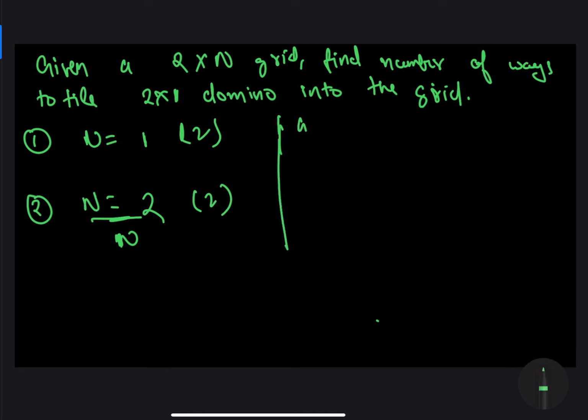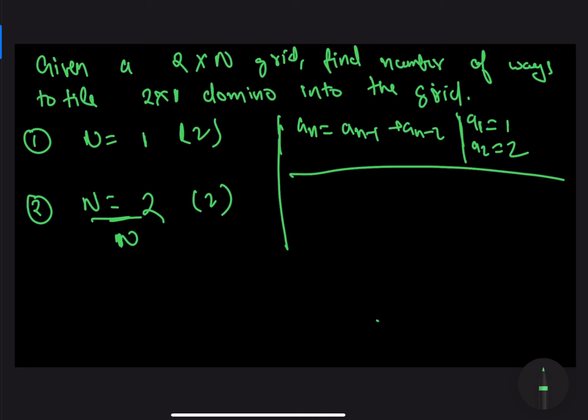So my recurrence is a of n equals a of n minus 1 plus a of n minus 2, and the base cases I have are a of 1 equals 1 and a of 2 equals 2. Basically, to solve this problem we can take multiple approaches. The first one, which we'll take in this video, is the dynamic programming approach.